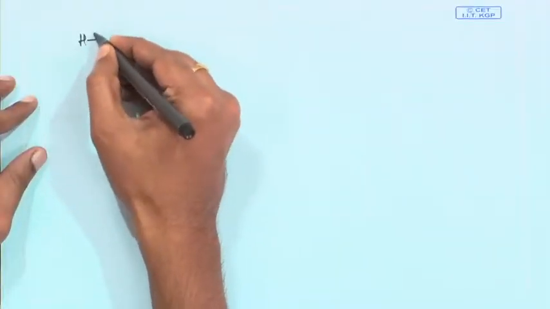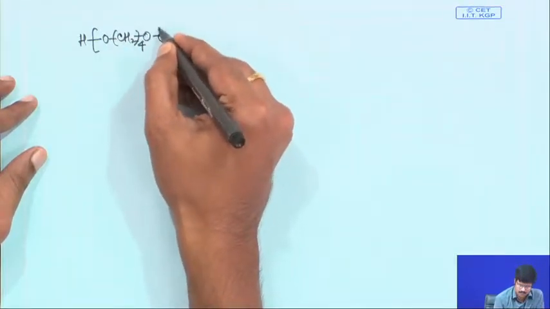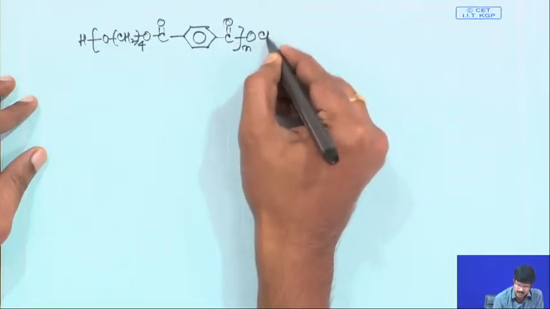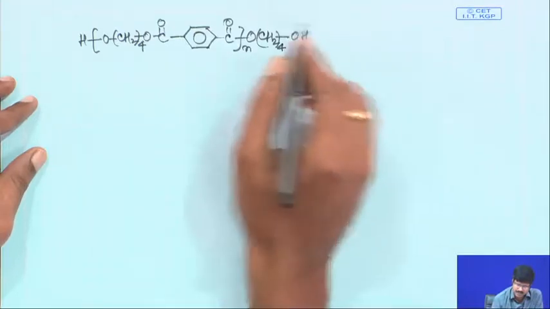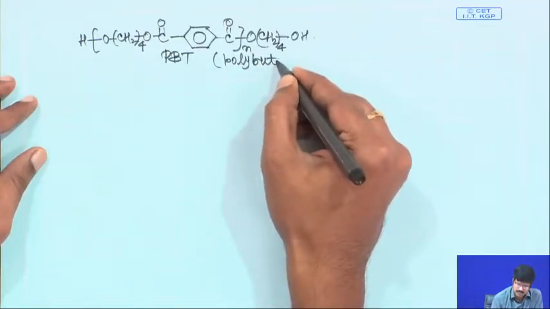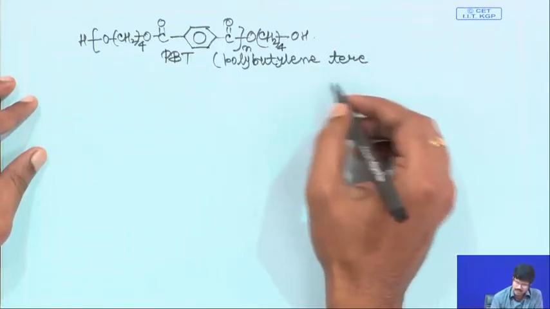Now, we will still continue to talk about polyesters, but let us take a homologue of polyethylene terephthalate to understand the structure property relationship a little better. Let us talk about polybutylene terephthalate. So, if you go to polybutylene terephthalate, it is this. This is your polybutylene terephthalate, PBT.